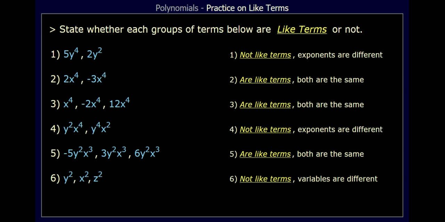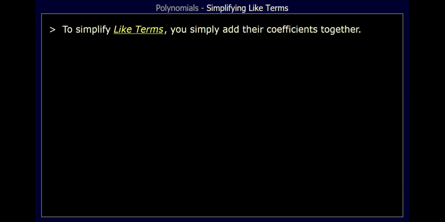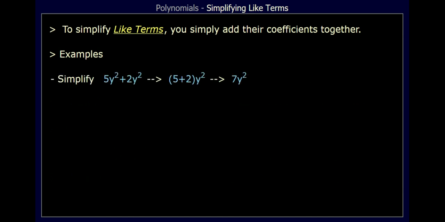Okay, let's go on to the next topic. We have to simplify these like terms. To simplify like terms, you simply add their coefficients together. You combine them to make smaller polynomials. So here's an example: 5y squared plus 2y squared. What's important here is I just copy the coefficients over here. So now I just have to look here; I don't have to look here anymore. I'm saying 5 plus 2 is 7.